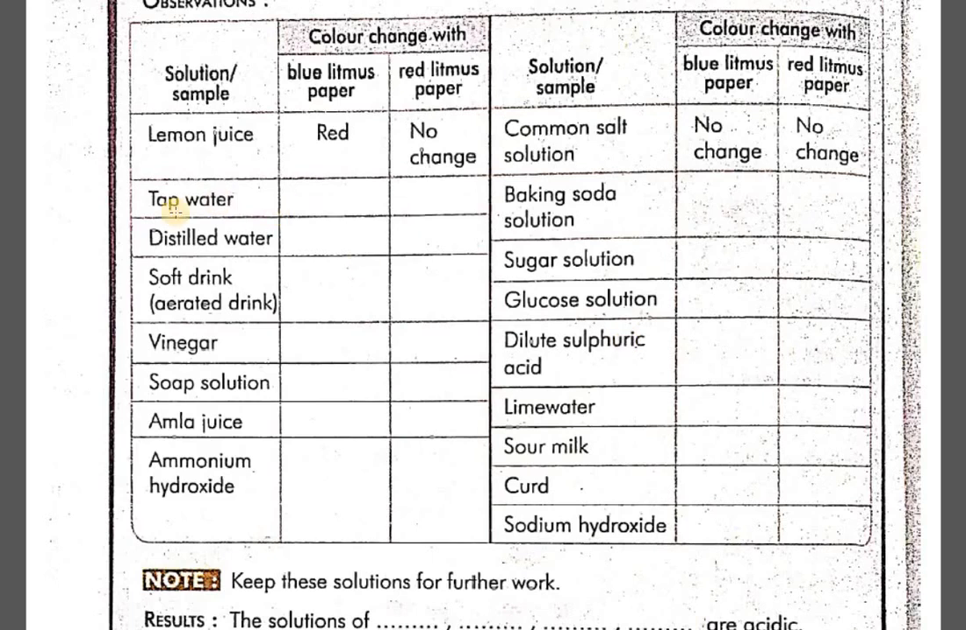Now, in this case, as you can see, different solutions have been provided to us as listed here. One by one, we will have to take all of these, then take blue and red litmus paper and write down our observations. So in the case of tap water, you will find there is no change in the blue as well as the red litmus paper. In distilled water also, there will be no change in both cases.